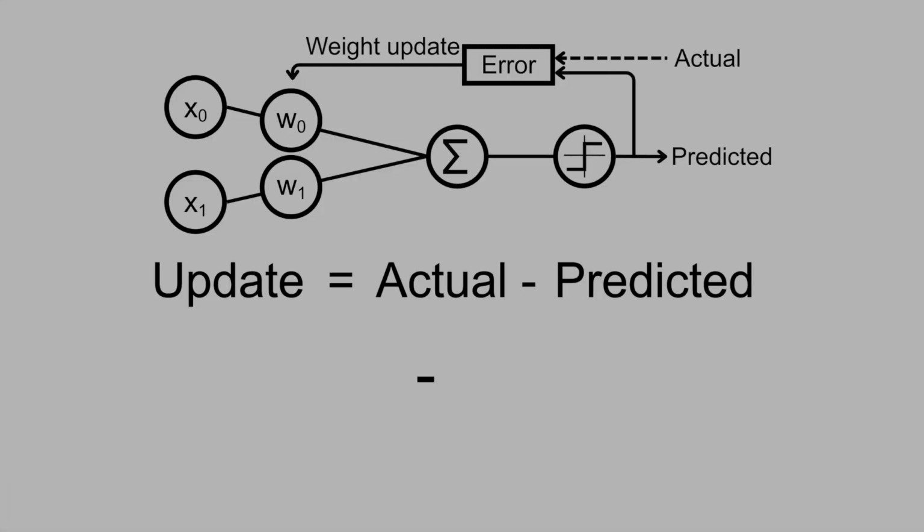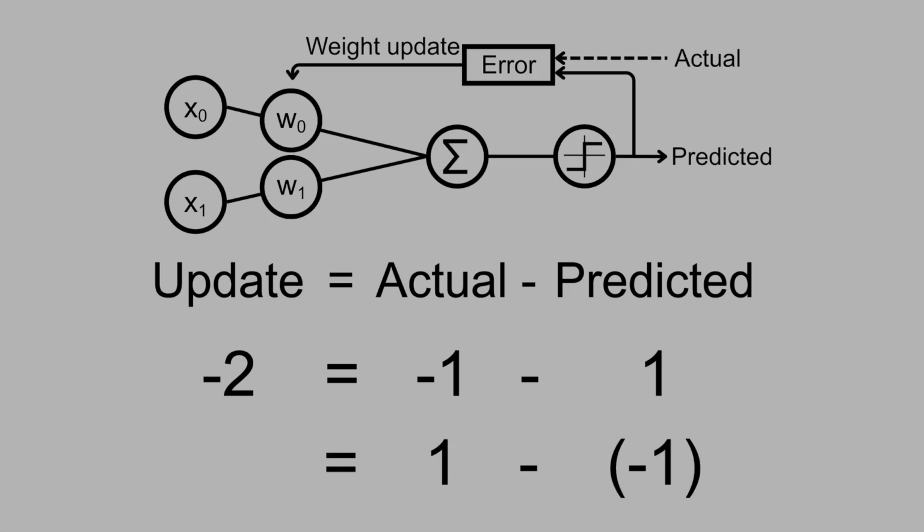When we are wrong, actual -1, but we predicted +1. The update is -2. We adjust the weights down. And the opposite, actual 1, predicted -1. Update is +2. Weights go up. The error tells us which direction to move the boundary and by how much. The perceptron only learns from mistakes.